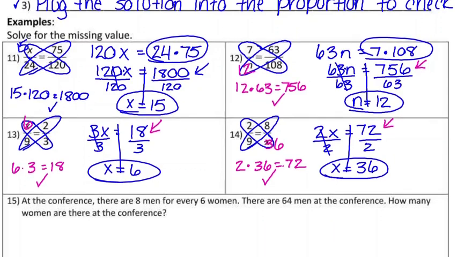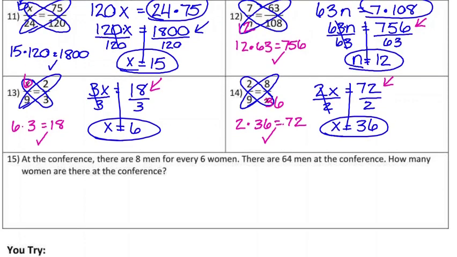Okay, last one that we're going to do together before I set you loose. It says, at a conference there were 8 men for every 6 women. There are 64 men at the conference. How many women are at the conference? So when we do these ones, we're going to go words, then known, and unknown.